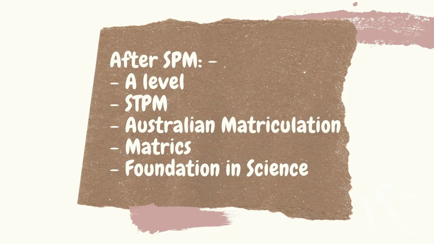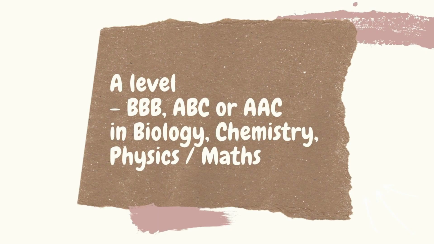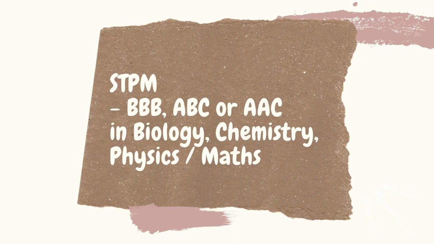After SPM, there are 5 paths that I can think of that you can go into before entering university for medicine. And those are A-level, STPM, matriculation, Australian matriculation, and foundation in science. So there are different requirements for different things as well. Firstly, for A-level, you need BBB, ABC or AAC in biochemistry and physics or maths. And for STPM, you need BBB, ABC or AAC in biochemistry, physics or maths.